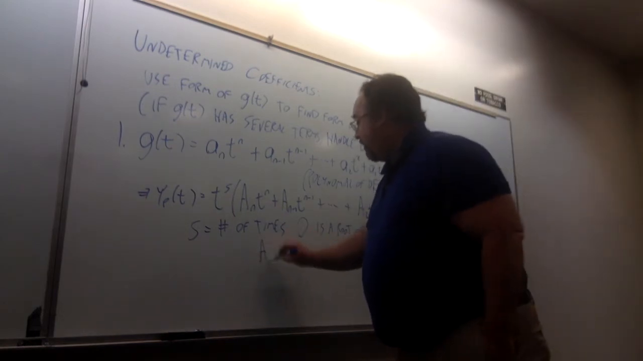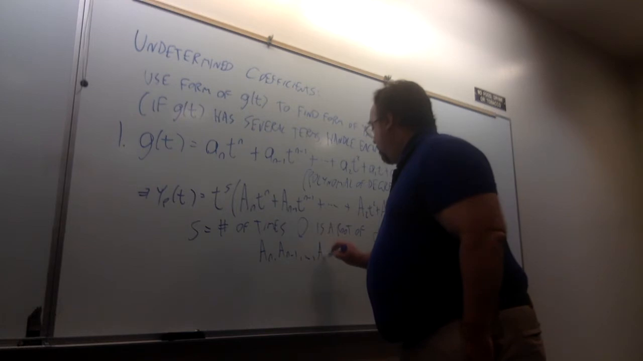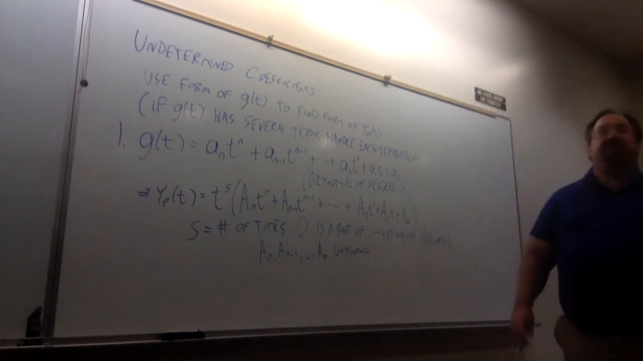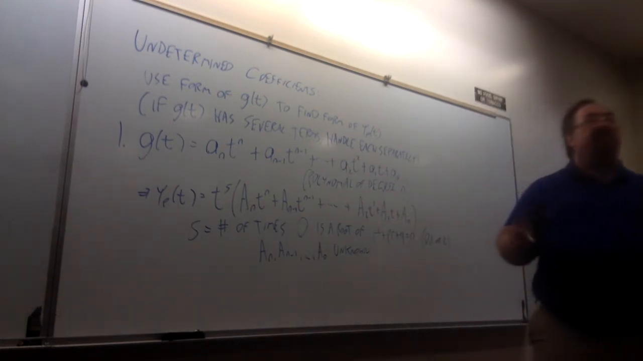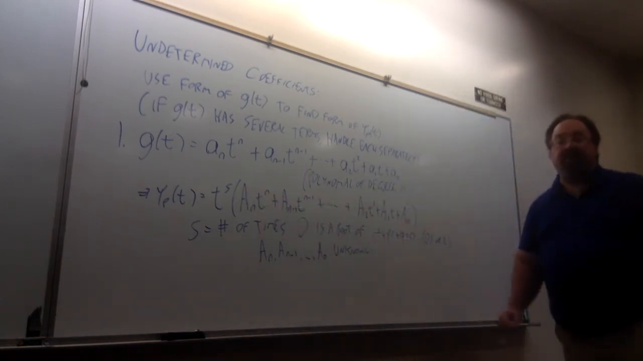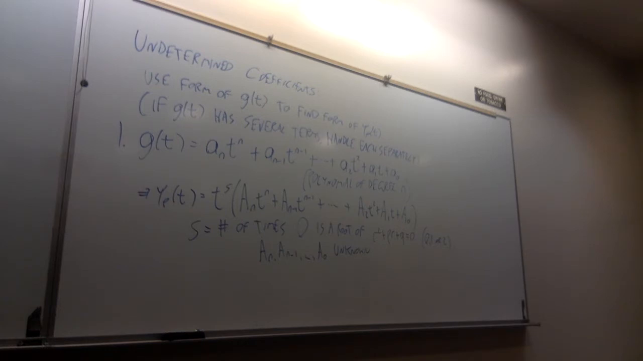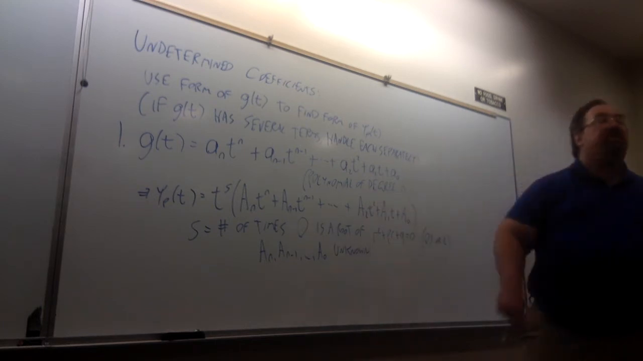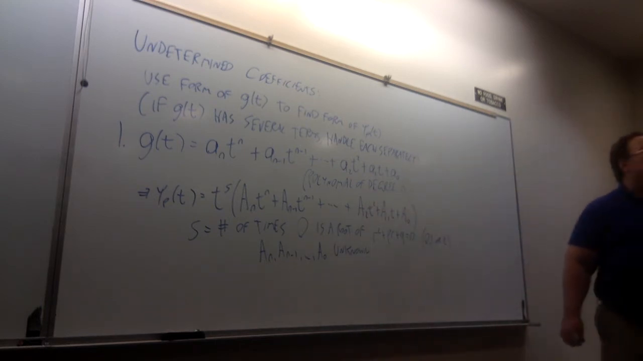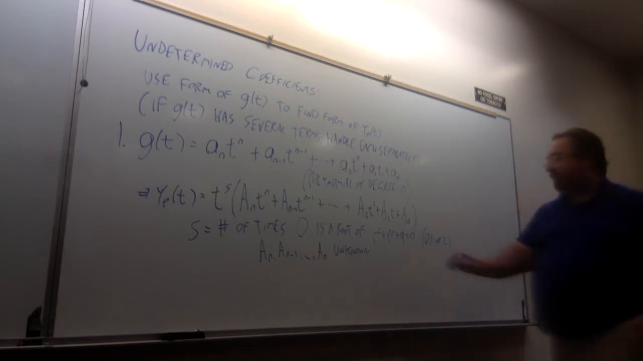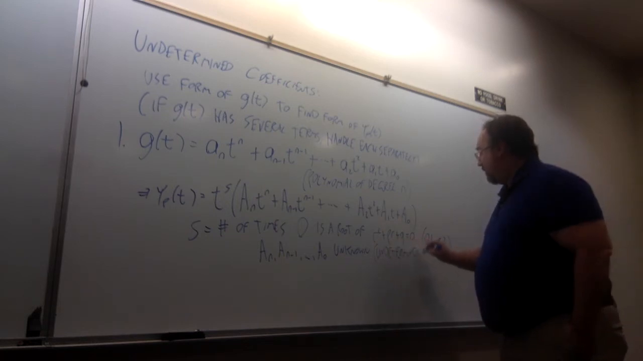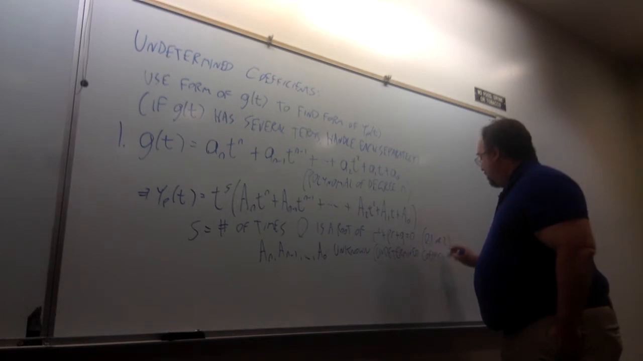And these coefficients will be unknown. These are known because you're fitting g of t to that form. But this is why the method is called undetermined coefficients. At this point, all you have is a form of the particular solution. And what you will do is substitute this into the original equation. That will give you a system of equations for these undetermined coefficients. So that's where the method gets its name. These capital A's are literally the undetermined coefficients.